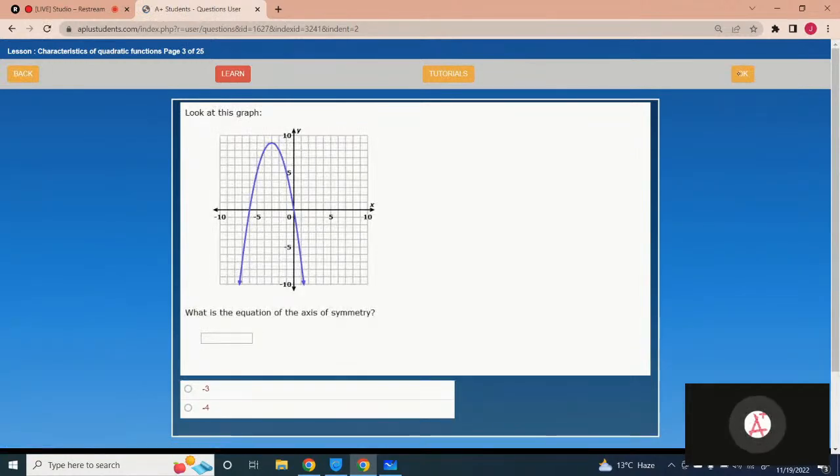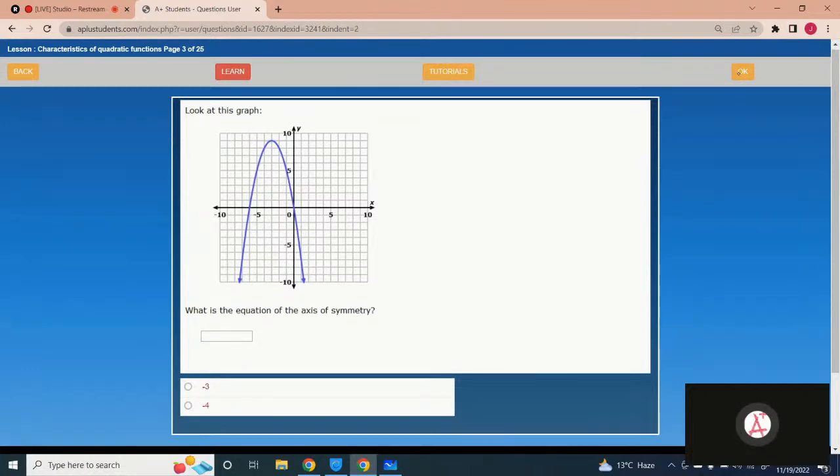Okay, look at this graph. What is the equation of the axis of symmetry? Just look at the highest point. This is the highest point, and match this point to the x-axis. Here it is on x equals -3, isn't it? So the axis of symmetry is x equals -3.